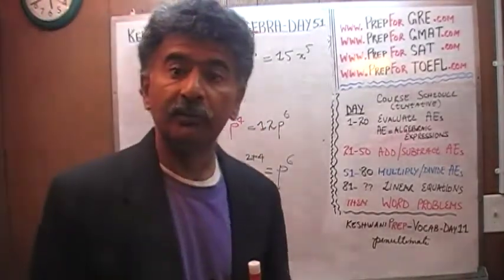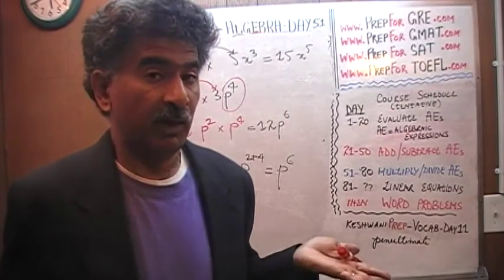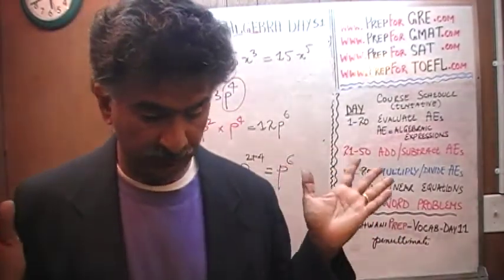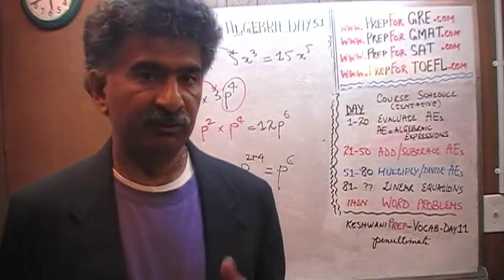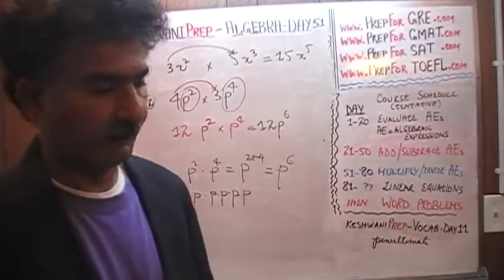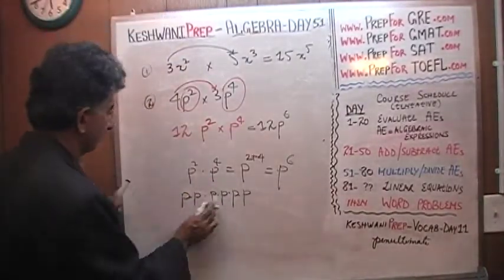You see again, p raised to the sixth. I did not say p raised to the sixth power because I'm lazy. P raised to the sixth. Nobody bothers to say power. Or p raised to the sixth exponent. Nobody says that. Do you understand? P raised to the sixth, that's it. Let's go to the next one.